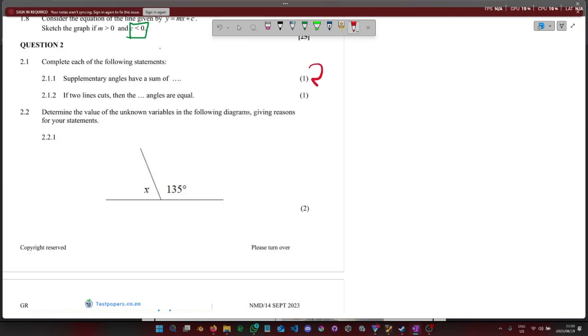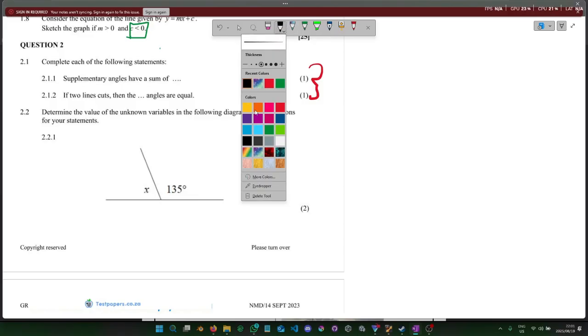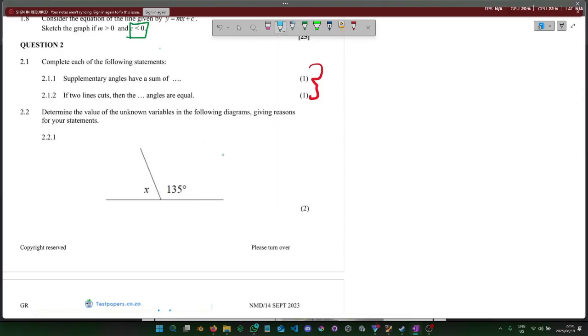This one can be done on your own. This is terminology. Okay, this one, giving reasons for your statements. Oh, right. So this one, right? Identify this as a straight line.